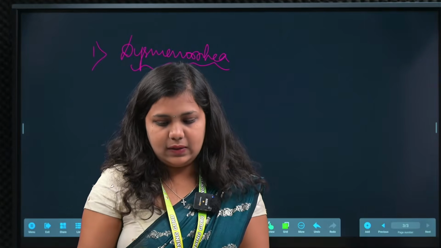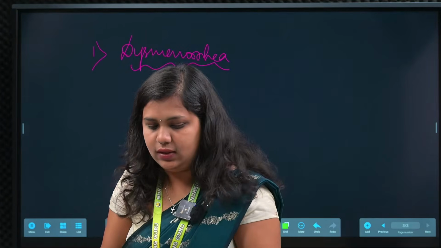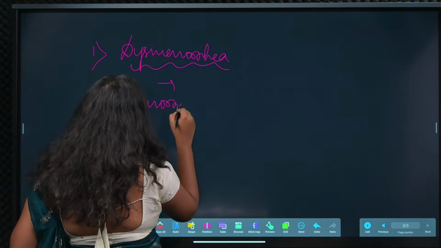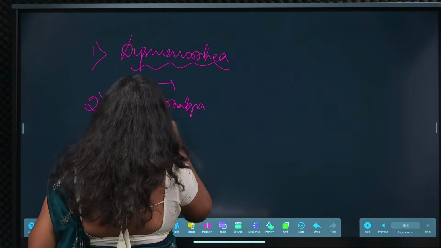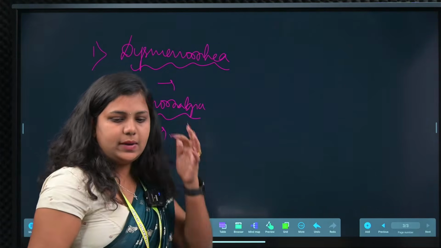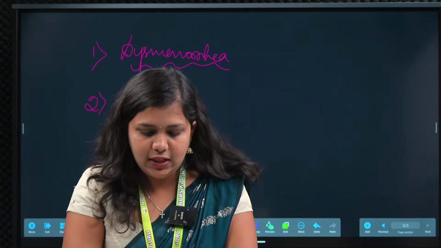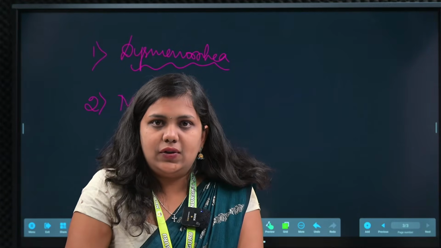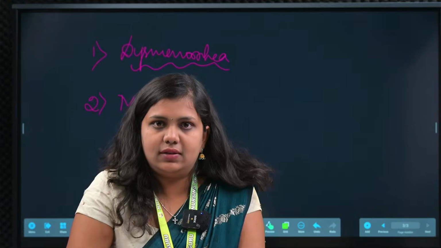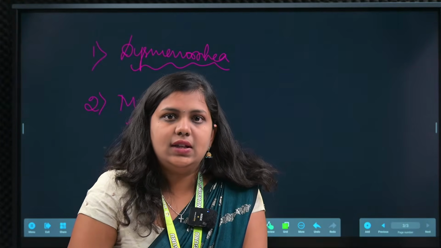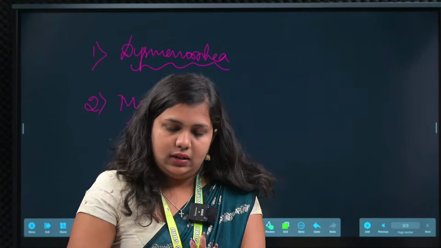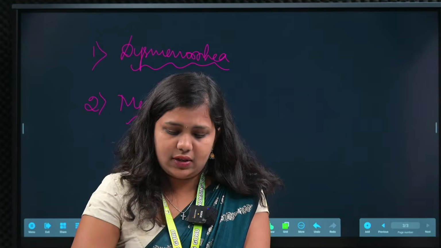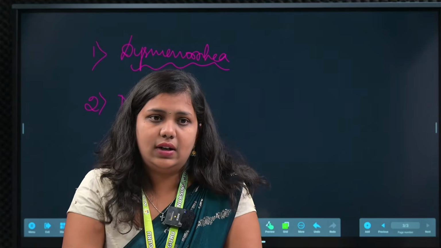And the next thing, the second one, is menorrhagia. So what is menorrhagia? It is excessive menstrual bleeding occurring at regular intervals. Usually when they reach the menstrual phase, they will experience excessive bleeding. That is what we call menorrhagia.